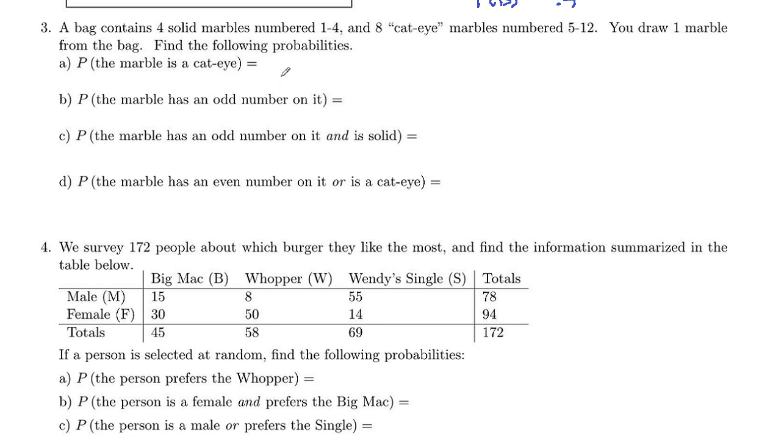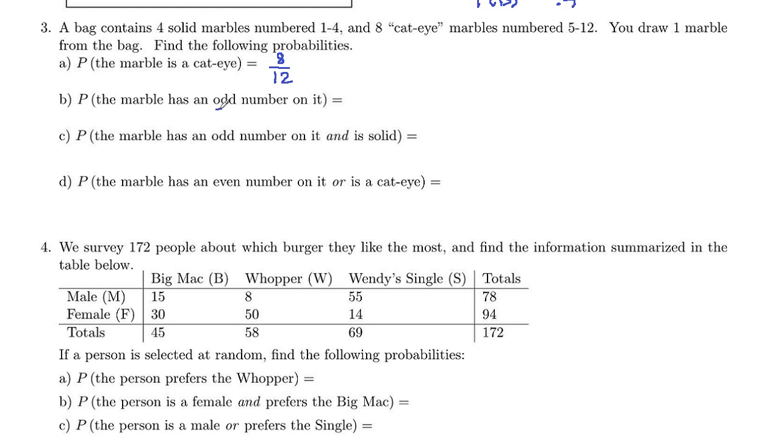These are all equally likely, that we would draw any one of the marbles. So we can use desired outcomes out of total outcomes. So the total outcome is 12 marbles. And there are 8 of those marbles that have cat eyes. So 8 out of 12. And you can reduce that if you want.